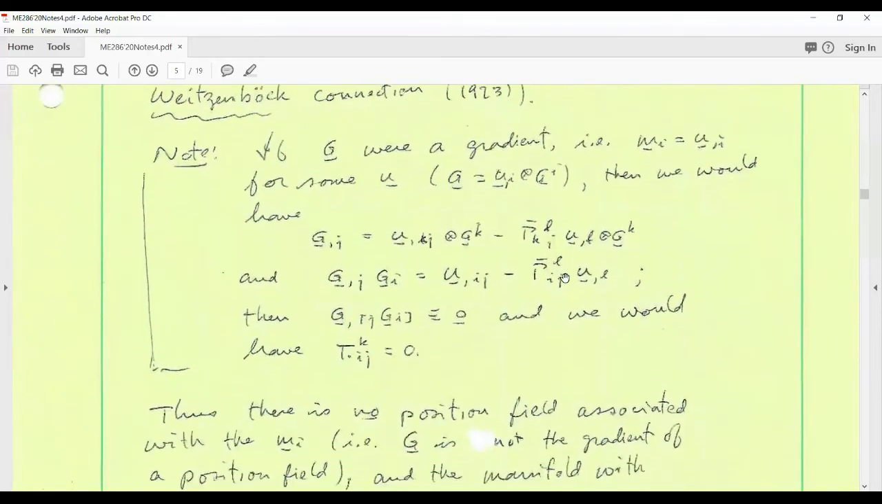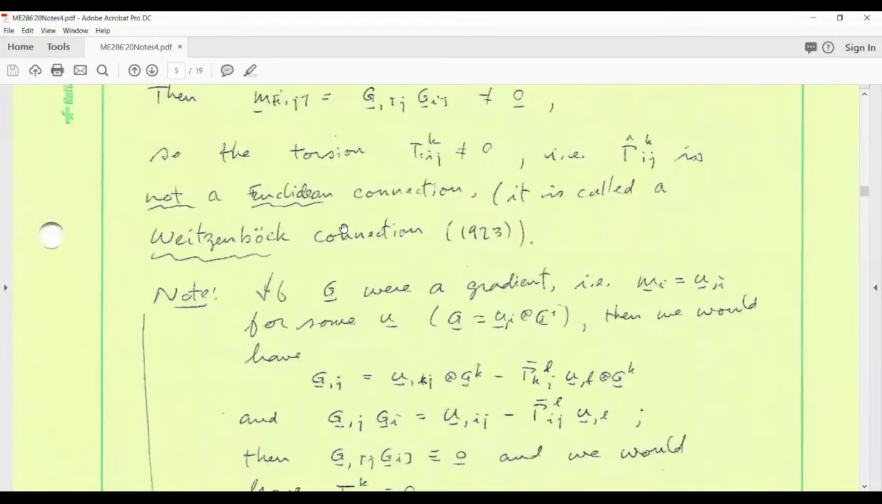Notice, let's go back a minute. If G were a gradient, just like a regular deformation gradient, that would mean these vectors, M_i, would be the gradients of something, the partial derivatives of something, right? So U would be like a position field in the intermediate configuration. So that G would then have this form, U comma i tensor product G^i. In this case, in this formula here, we need the G comma j. We could work that out.